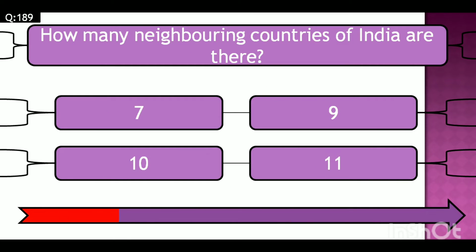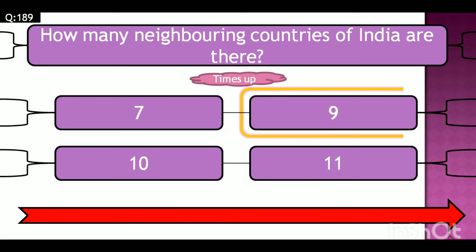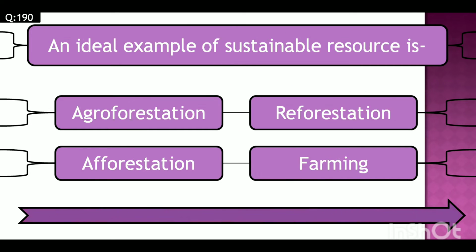How many neighboring countries of India are there? 7, 9, 10, 11. And your answer is option number 2, 9. 9 neighboring countries of India are there.